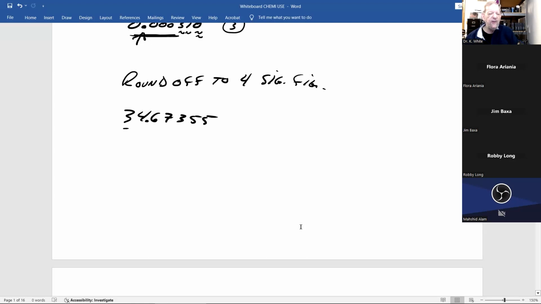But this is 334.67355. How do you round it off to 4 significant figures? Keep the 3, keep the 4, keep the 6, keep the 7. That's my 4 significant figures. The next number I use to round off, that's 4 or less. So I drop everything. And the correct answer here, 34.67.